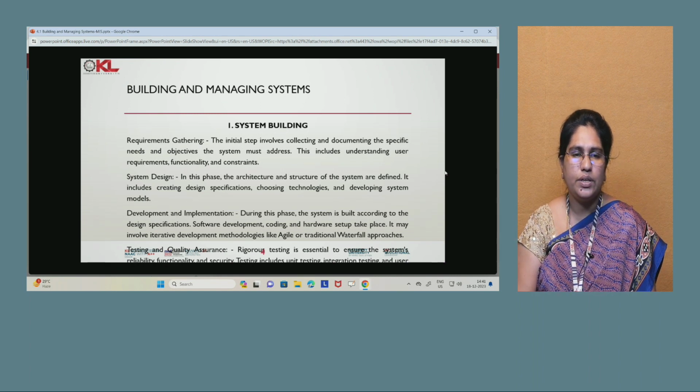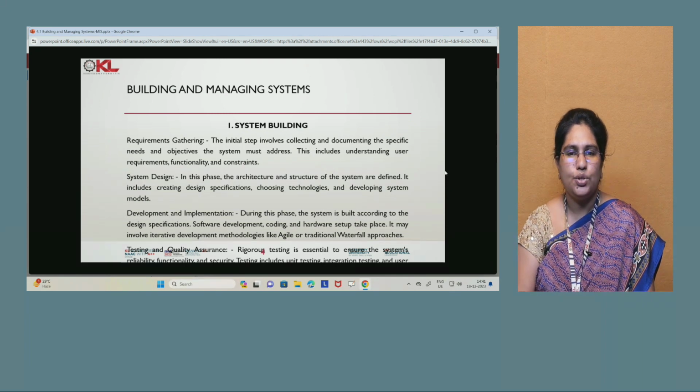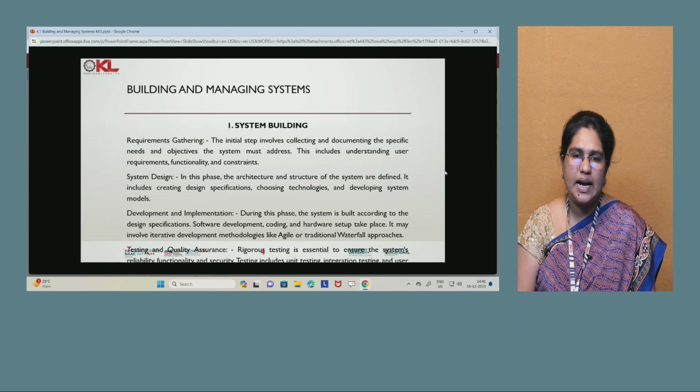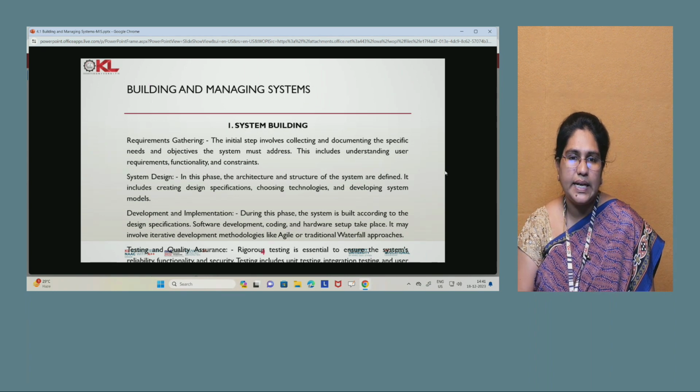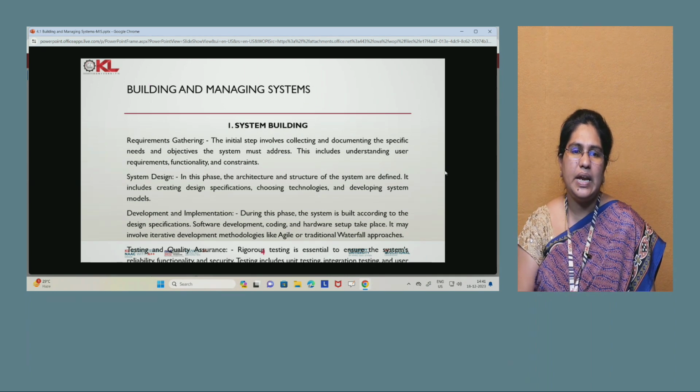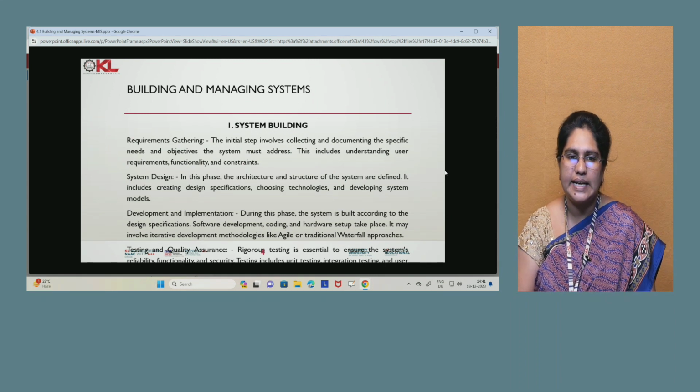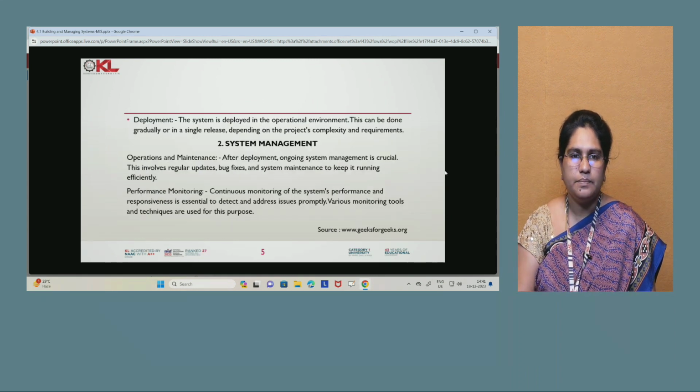Then we're going to discuss the system design. In this phase, the architecture of the system is defined. The second one is development and implementation. During this phase, the system is built according to the design specification, like hardware or coding. It may also use iterative development methodologies like agile or traditional waterfall.